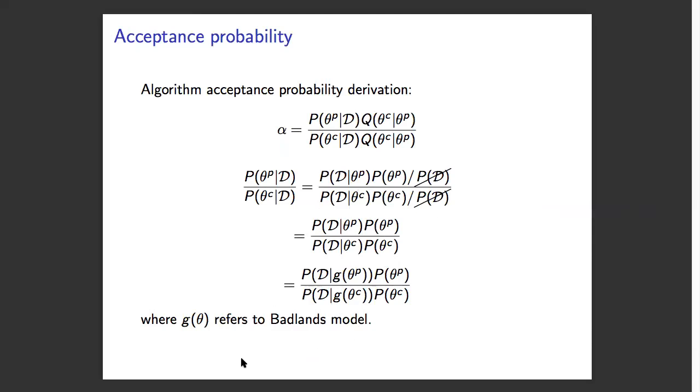Basically, this whole thing is the likelihood. The likelihood considers the theta that you have proposed, and it gives that theta to your Badlands. Badlands produces all those millions of surfaces, and the end surface, the likelihood again compares with the ground truth data, and then gives a value. So this is basically the likelihood. Okay?